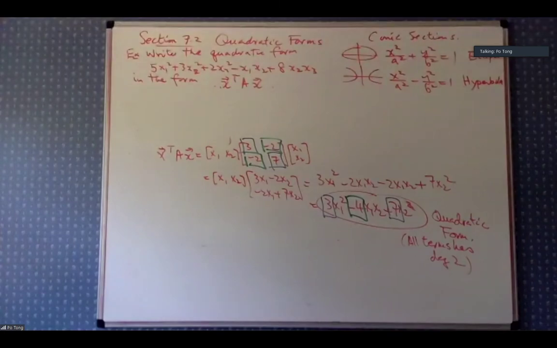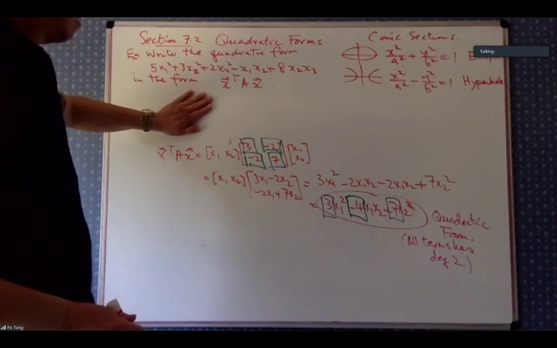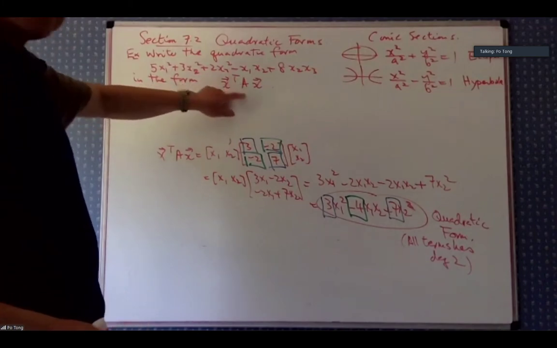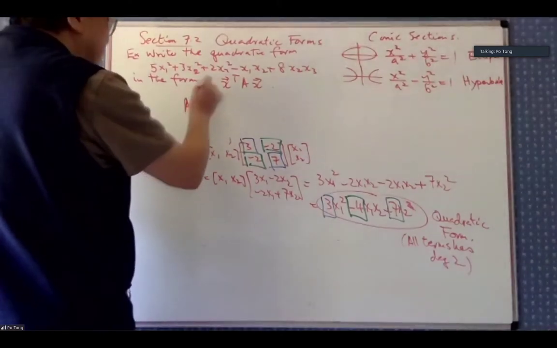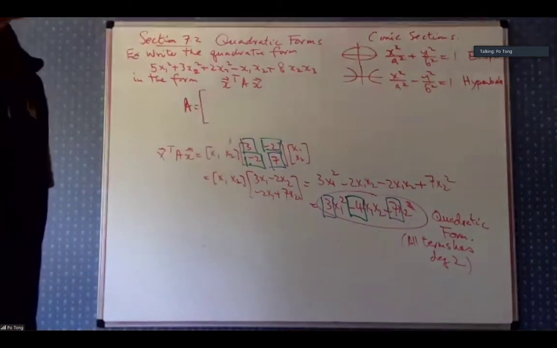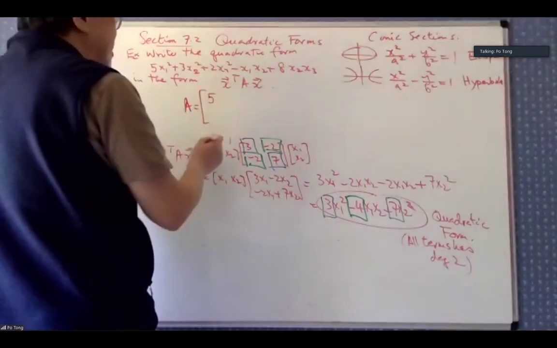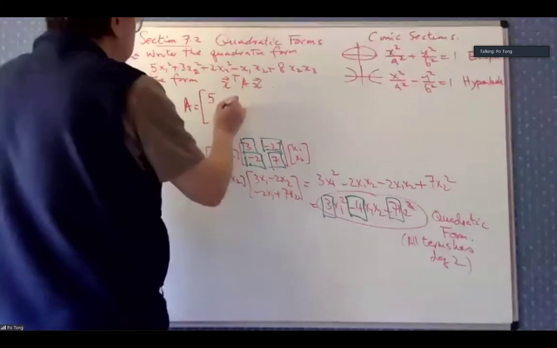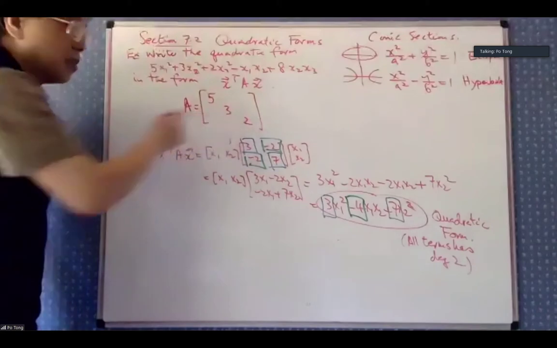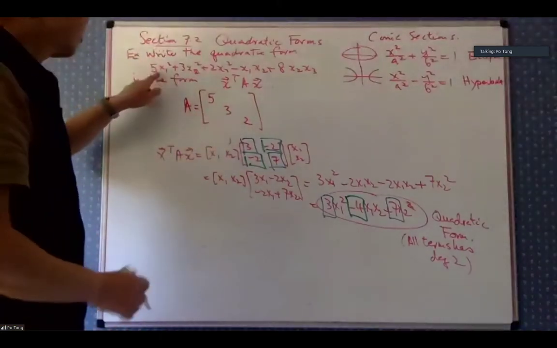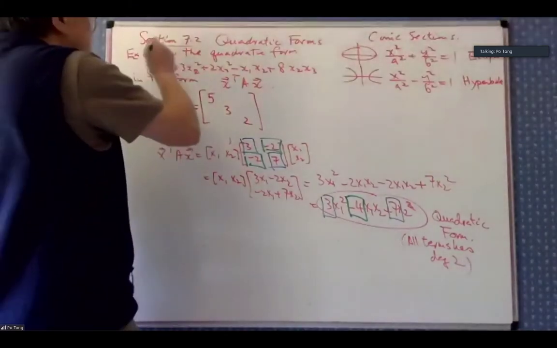Okay, so in order to write this as x transpose AX, the way to do this is that this is my A. Hopefully you understand the process I'm going to explain to you. This is 5, 3, and 2. Do you guys understand why I have 5, 3, and 2? It corresponds to the 5, 3, and 2 here.